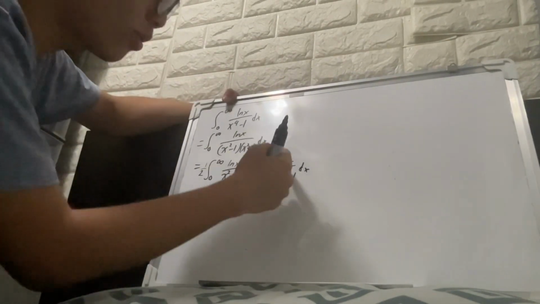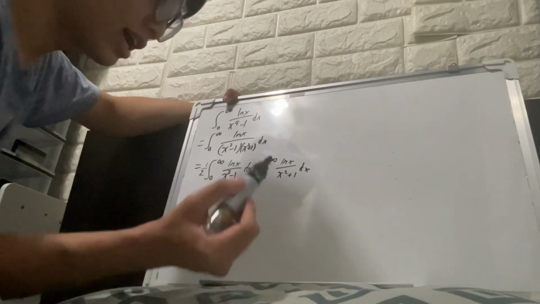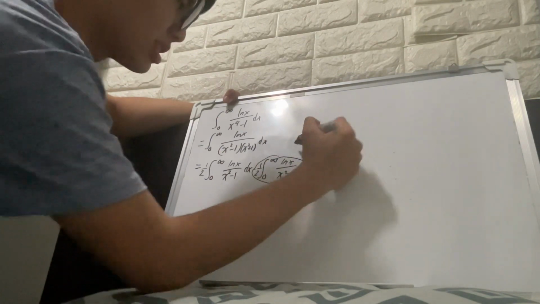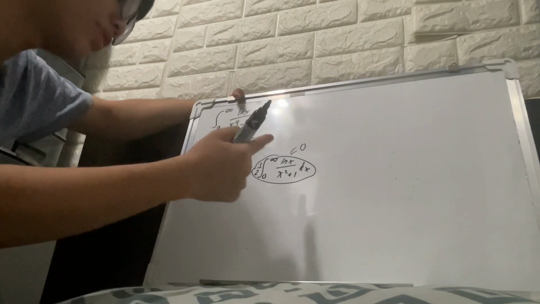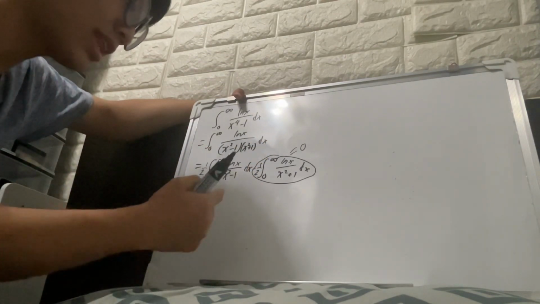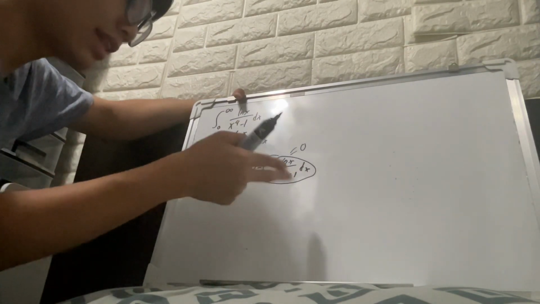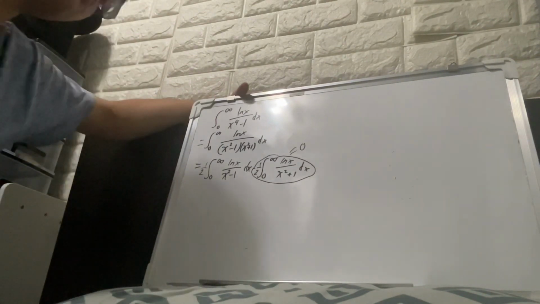The integral of ln(x) over x squared plus 1 going from 0 to infinity. Let me just tell you, this integral is just equal to 0. You can let x equal 1 over t and then do more work. You get the negative version of this, and then you add the negative version and the original version. You will get the entire integral is just equal to 0.